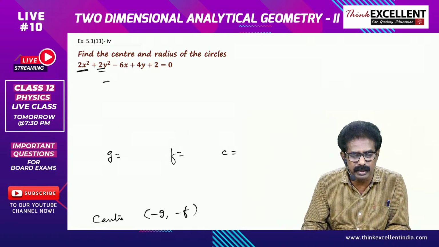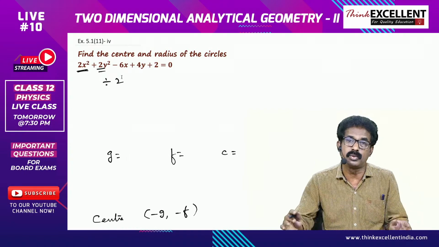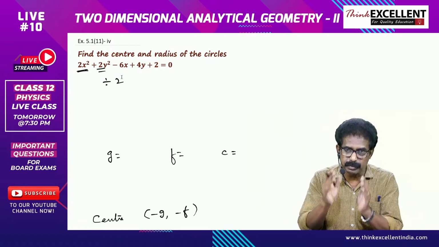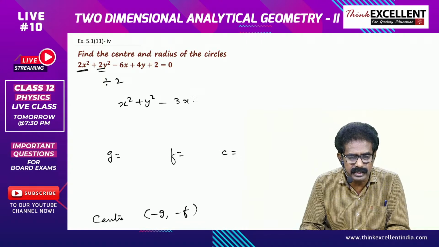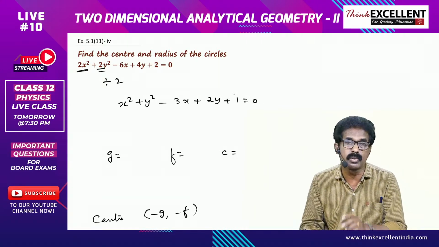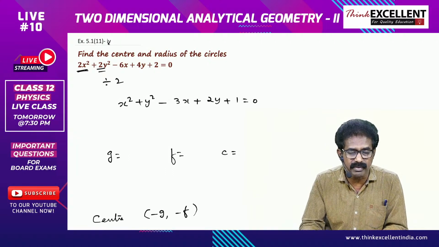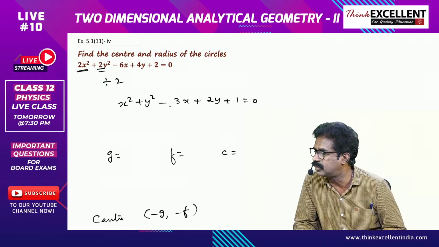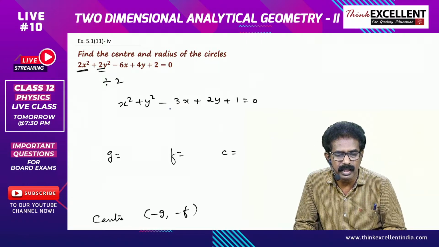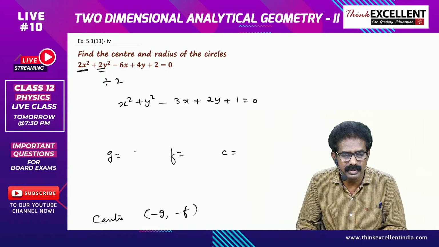So first step, divide every term by 2. Whether it is divisible or not, you have to divide. But here every term is divisible by 2. So you are getting x square plus y square minus 3x plus 2y plus 1 equal to 0. X square, y square coefficient 1. Now we take half of that. G is half of x coefficient. So minus 3 by 2 should come, right? Half of minus 3 by 2. Yes, it is.